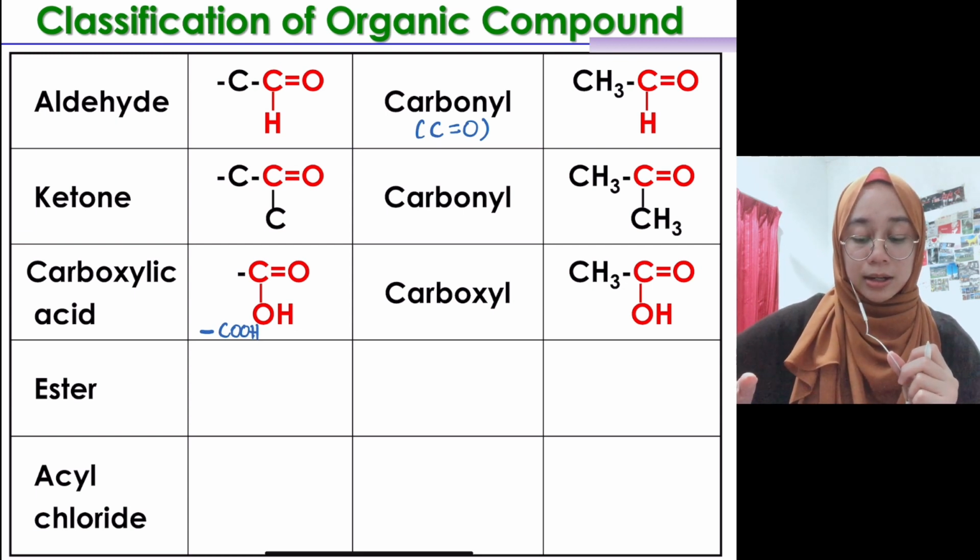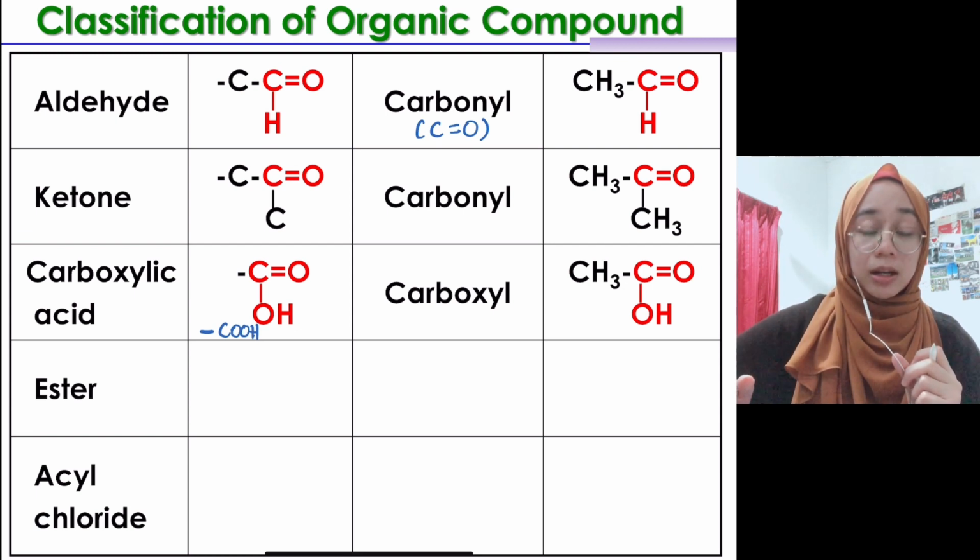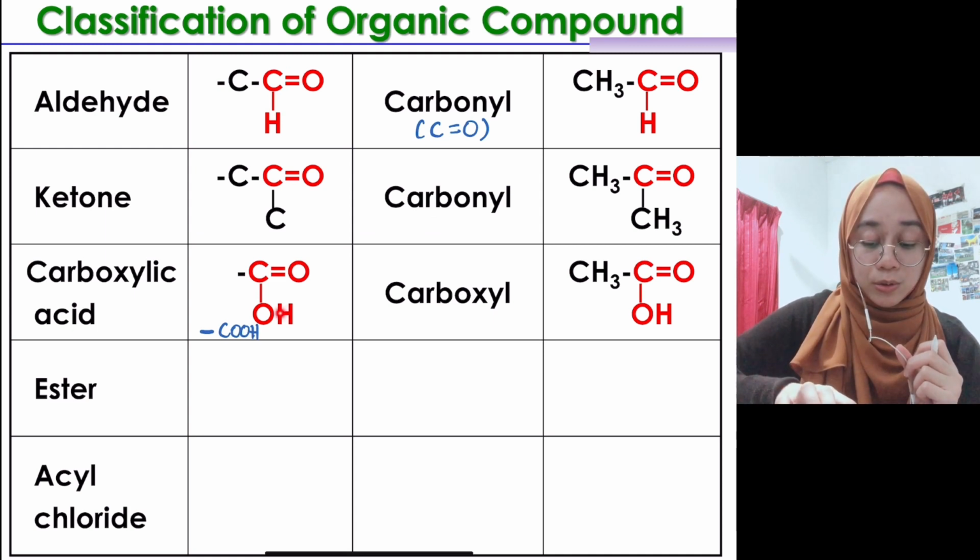Dan kita pergi pula kepada ester. So ester pula dia macam carboxylic acid. Okay, dia ada C double bond O juga. Dan dia ada O juga. Tapi instead of H, dia ada R.